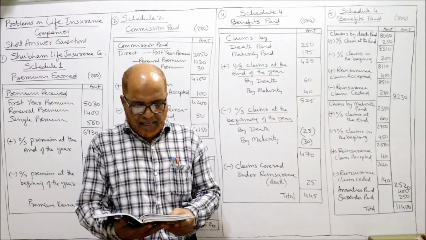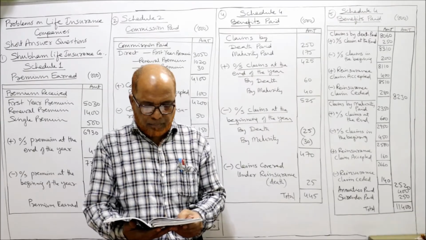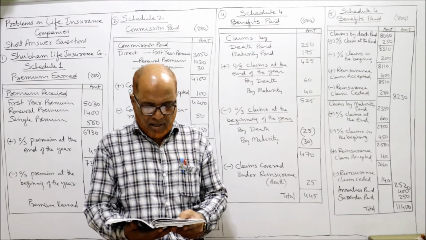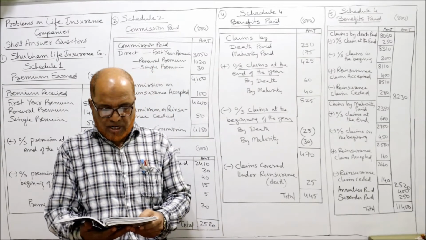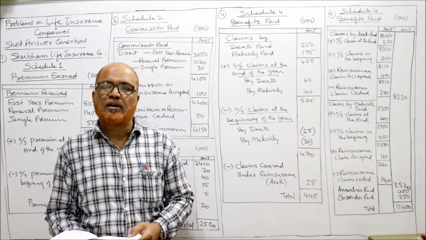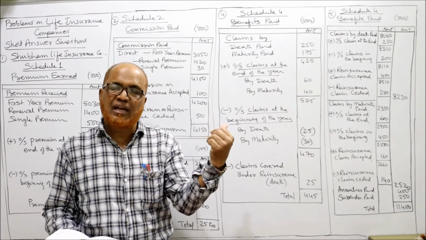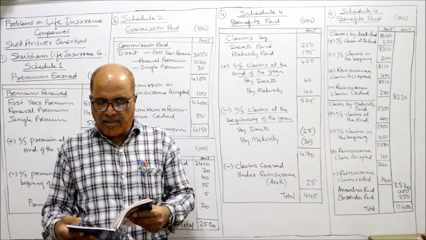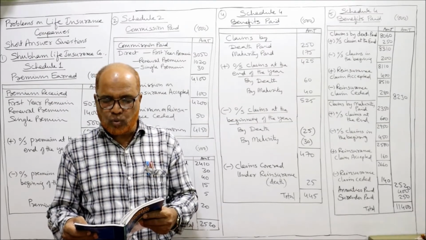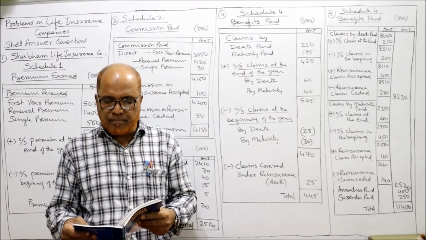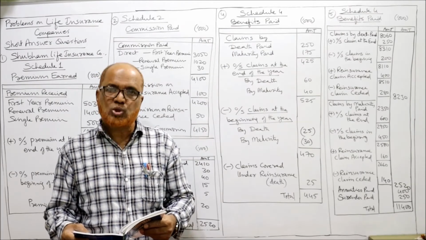Schedule 4, then claims by death paid 8,060. Claims by death outstanding at the beginning of the year, outstanding at the end of the year. Then claims by maturity paid. Claims by maturity outstanding at the beginning of the year, outstanding at the end of the year. Remember, outstanding at the end of the year will be added, outstanding at the beginning of the year will be subtracted. Then claims amount ceded in reinsurance, by death 280, by maturity 180. Claim amount accepted in reinsurance, by death 400, by maturity 160.